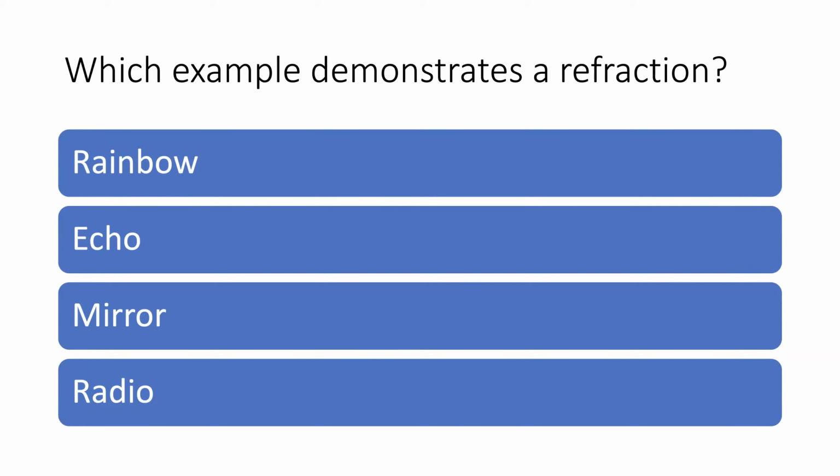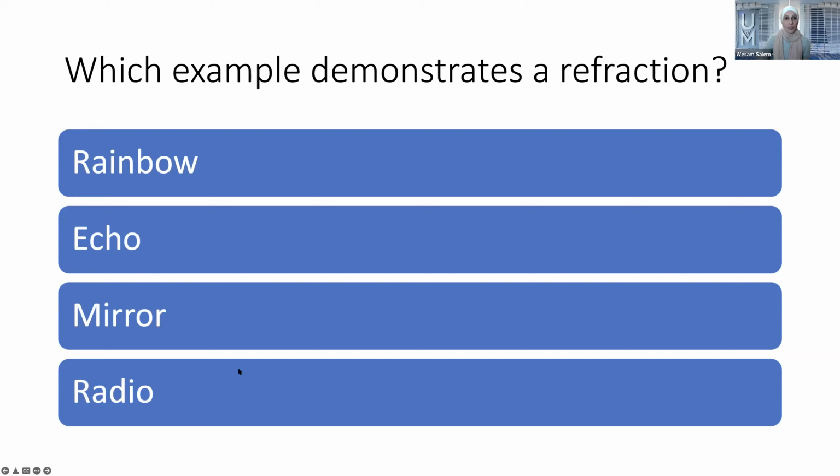I was really lost with this one because I couldn't necessarily use my context clues to figure out what refraction meant. I ended up picking mirror because I felt like it had to do with reflection or something to do with seeing. But I was also torn between echo and radio. I don't know why I crossed out rainbow, but I just didn't think that was it.